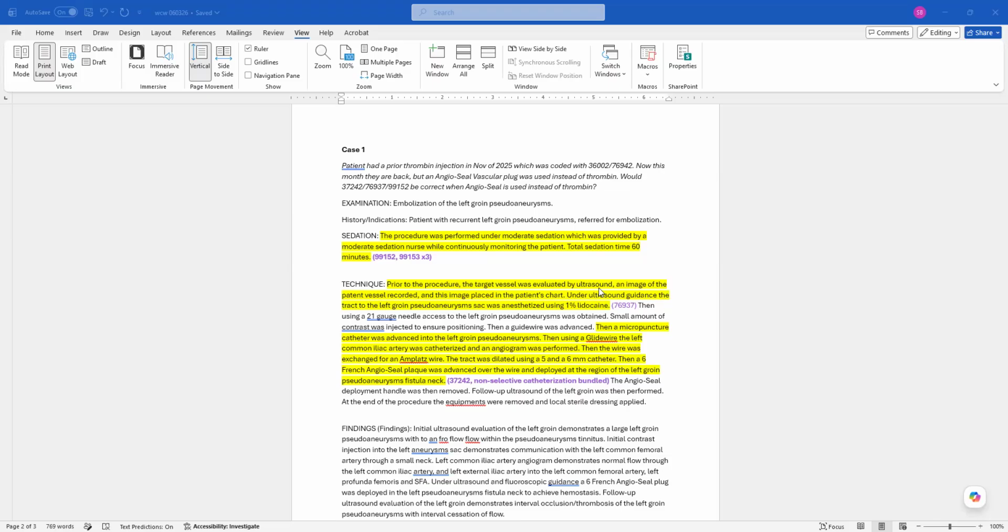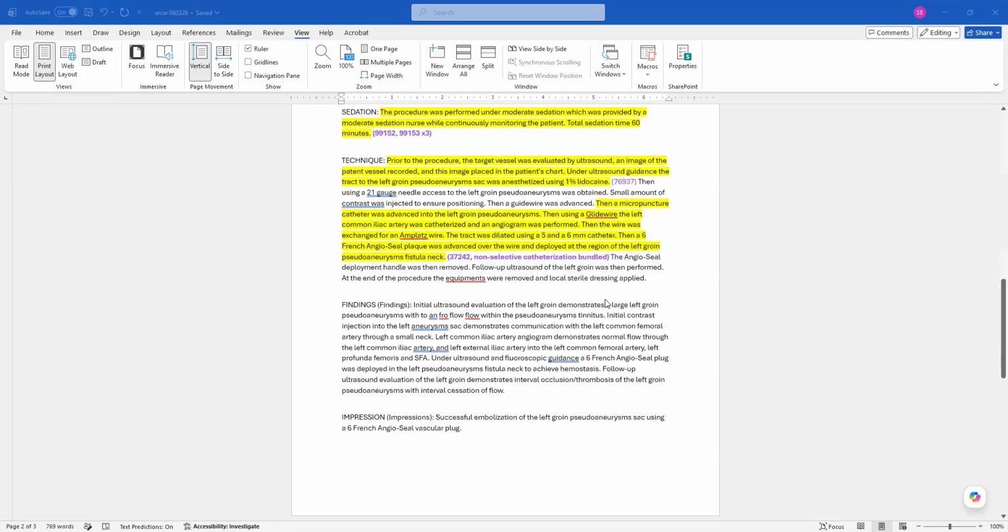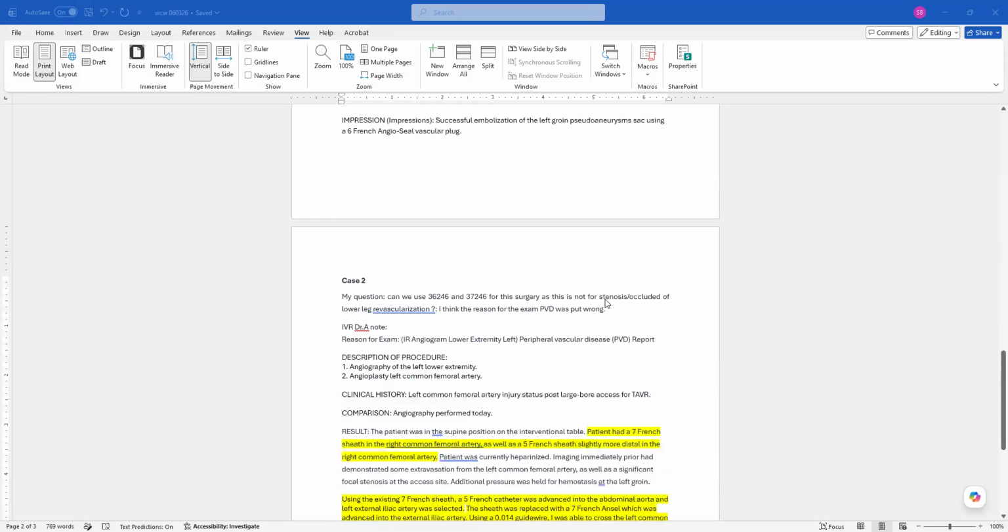And then quickly, I skipped over the sedation codes. If you're coding for the professional side, you're going to do the 99152. And then if you're coding for the facility, of course, you would get the additional time, the 99153 times 3. So to the person who sent in this case, yes, I would code it the way that you recommend. I agree with that. Okay, so now let's go down to case 2.